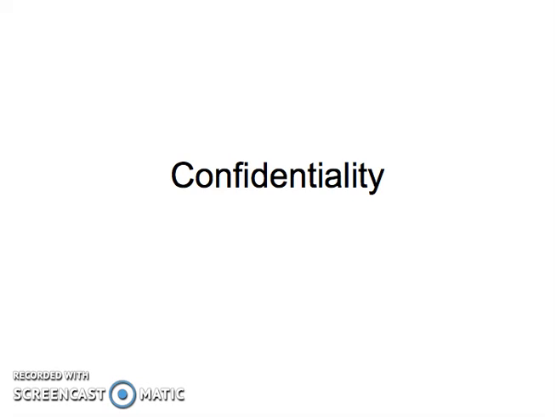Chapter 4 deals with confidentiality and attorney-client privilege and work product privilege. So we're going to begin this section talking about confidentiality, which is the easier of the concepts to understand. There is a tendency for people to use the terms confidentiality and privilege interchangeably. They do not mean the same thing.